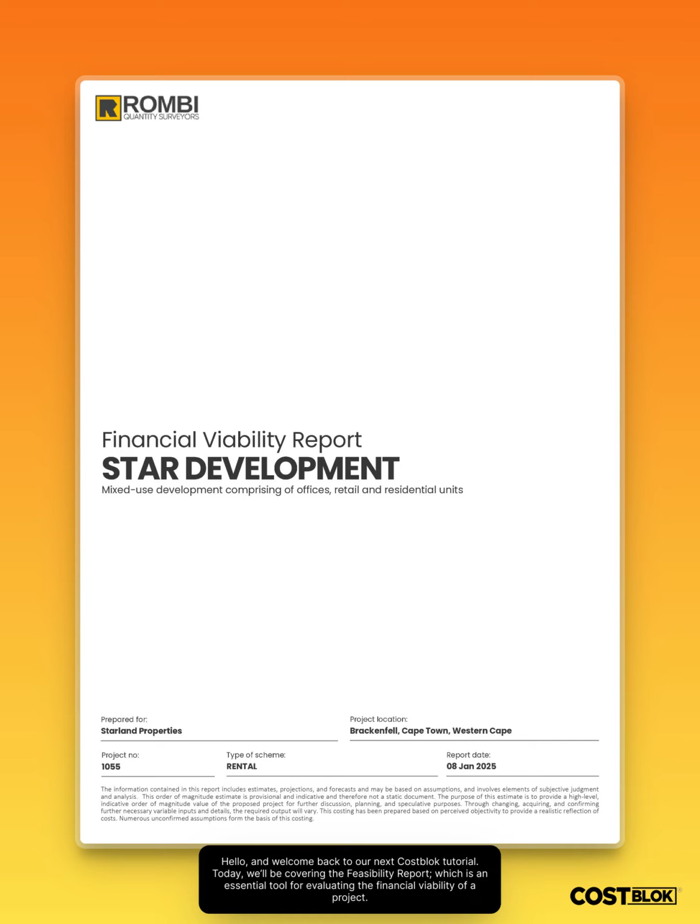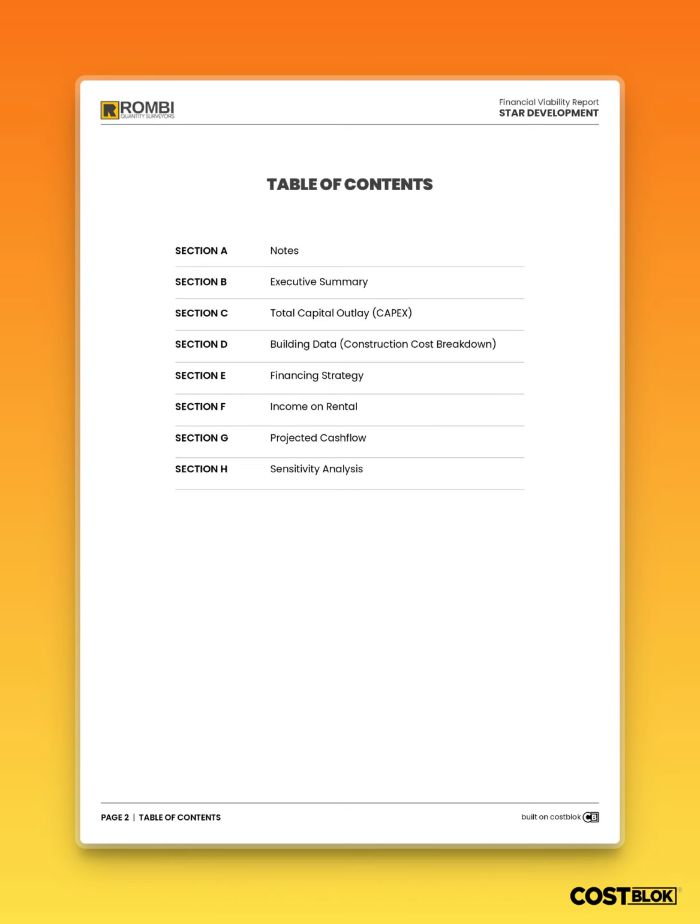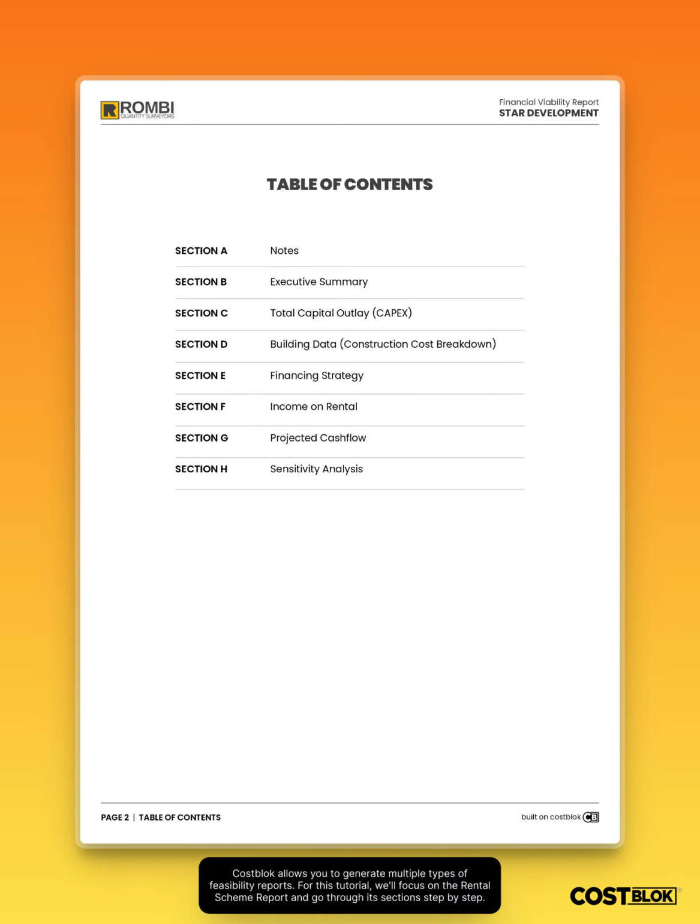Today we'll be covering the Feasibility Report, which is an essential tool for evaluating the financial viability of a project. Costblok allows you to generate multiple types of feasibility reports. For this tutorial, we'll focus on the rental scheme report and go through its sections step by step.